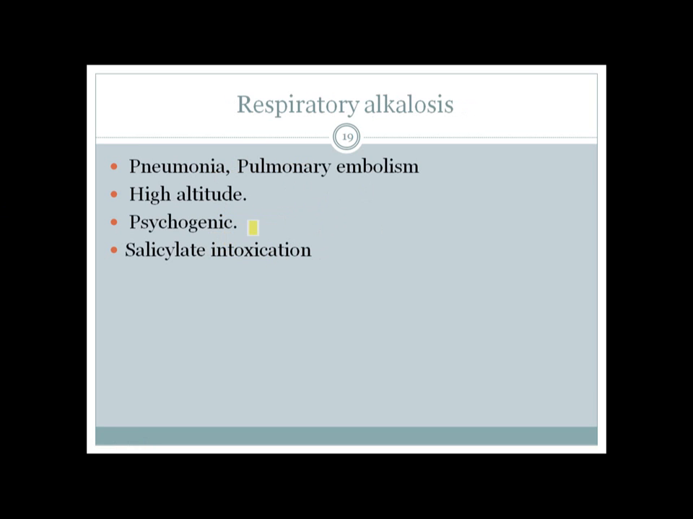Respiratory alkalosis can also occur in pneumonia, in pulmonary embolism, at high altitude, and from some other causes. The mechanism by which respiratory alkalosis occurs in pneumonia and pulmonary embolism is that he will have a sudden hypoxia. And this sudden hypoxia will lead to stimulation of the respiratory center, and he will have hyperventilation. And if someone hyperventilates, there will be increased loss of carbon dioxide through his lungs.